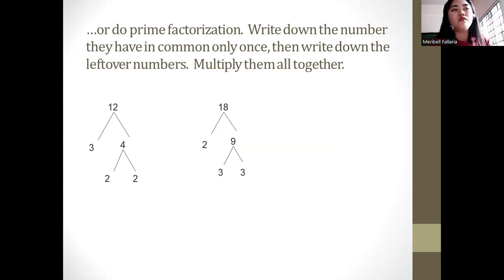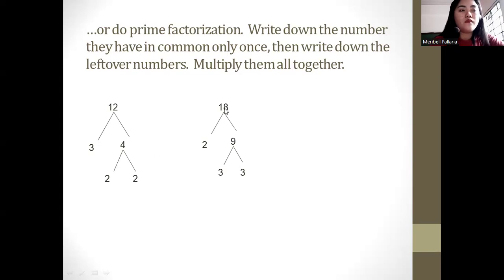Now naman we're going to use the prime factorization. We're going to write down the numbers they have in common only once, then write down the leftover numbers. Multiply them all together. Ayan. So, prime factorization, we start with 12. We're going to get the prime numbers. Two numbers that if you multiply, it will be equal to 12. We have 3 times 4. And then 4 is not a prime number, so that's why we're going to expand 2 times 2.